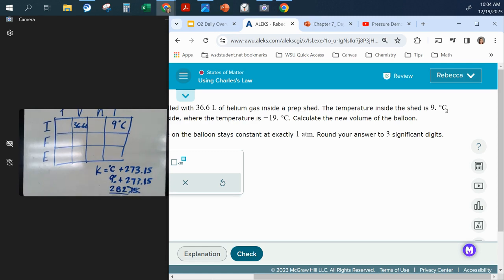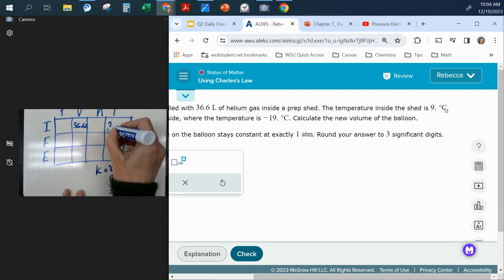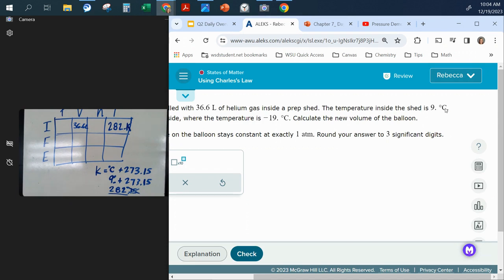So do we erase the 9? Yes, so I'm going to erase that 9. And we have 3 sig figs in our temperature: 282 Kelvin. Okay, that's our initial temperature. All right.